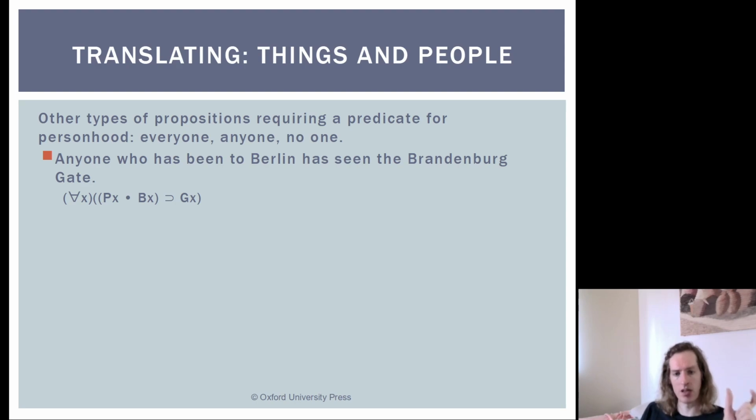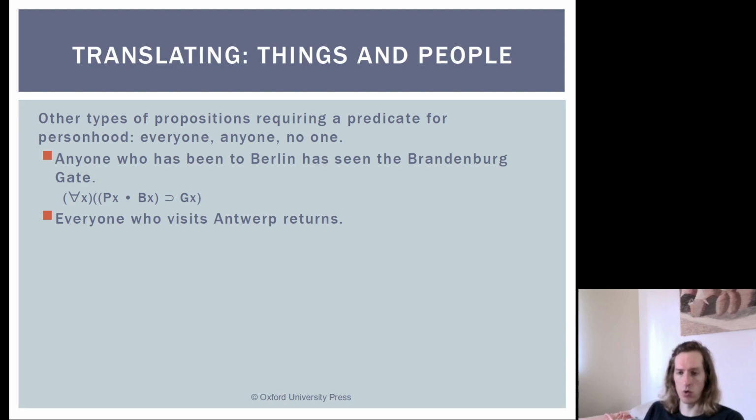Because we're using anyone, which is not just anything, but because we're talking about people specifically, that will be one of the predicates that we use when we're specifying the conditions for the necessity of having seen the Brandenburg Gate. Which will be for all x's, Px and Bx: if you're both a person and have been to Berlin, then it is the case that this object, this person, has seen the Brandenburg Gate.